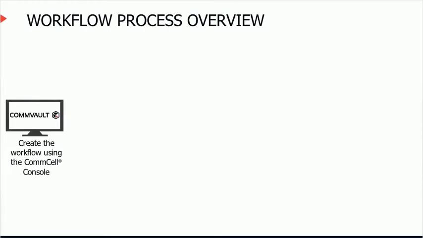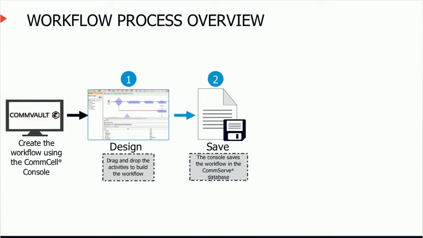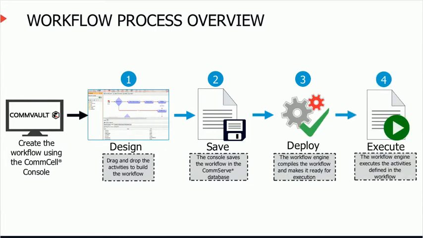The basic process for creating and executing a workflow is depicted here. A workflow is created using the CommCell console. In the design screen, a wide variety of activities and inputs can be dragged and dropped onto the screen to build the workflow. The workflow is saved in the CommServe database. The workflow engine then compiles the workflow and makes it ready for execution. Workflows may be executed on an ad hoc basis or scheduled with various inputs as triggers.